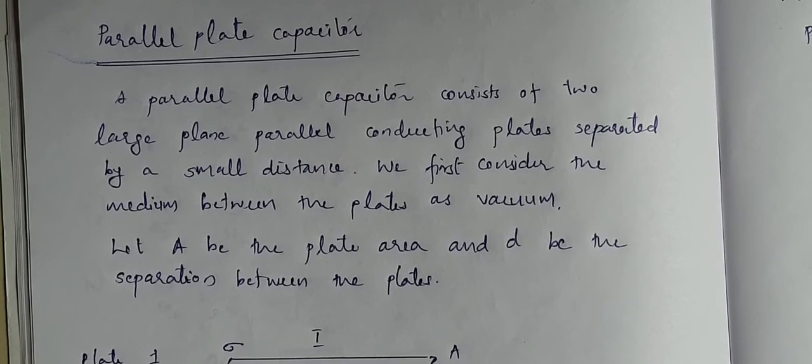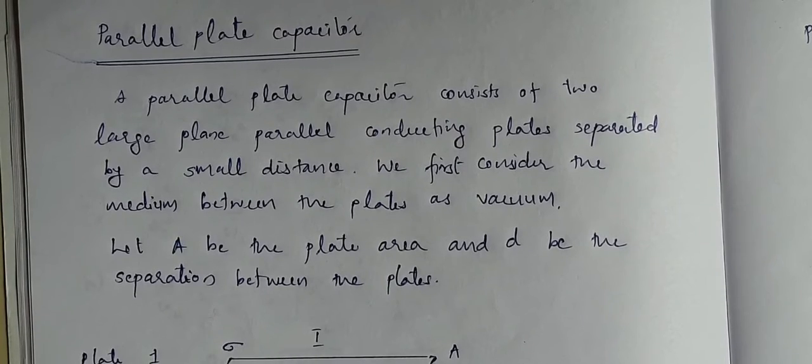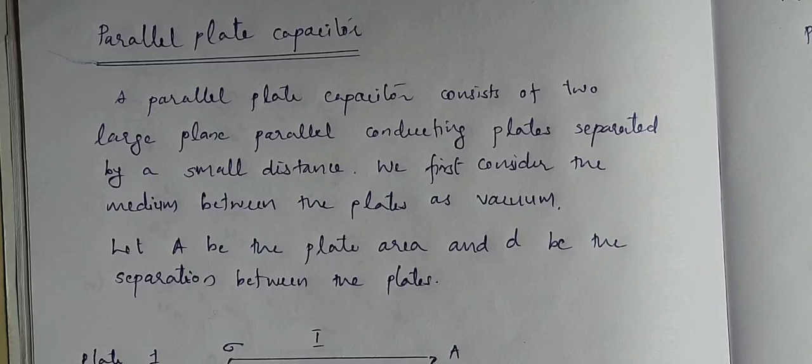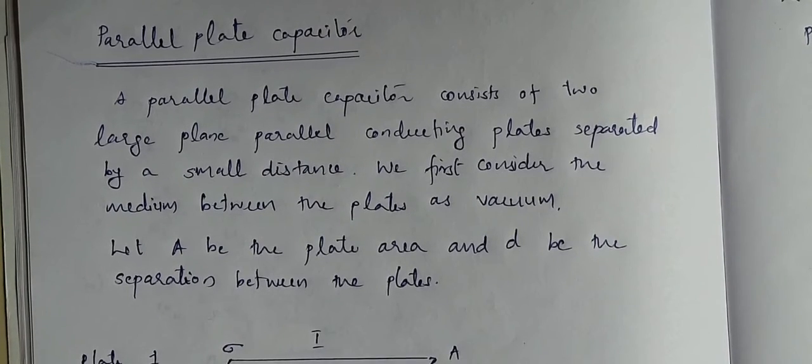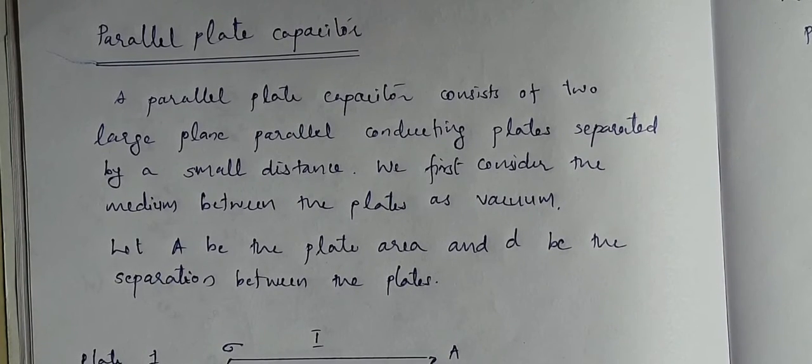Two plates which are kept parallel will have opposite charges. And the space between the two plates can be either air or vacuum, or it can be any other medium also. That part will come later. For the time being we will focus on a capacitor with air or vacuum between the plates.